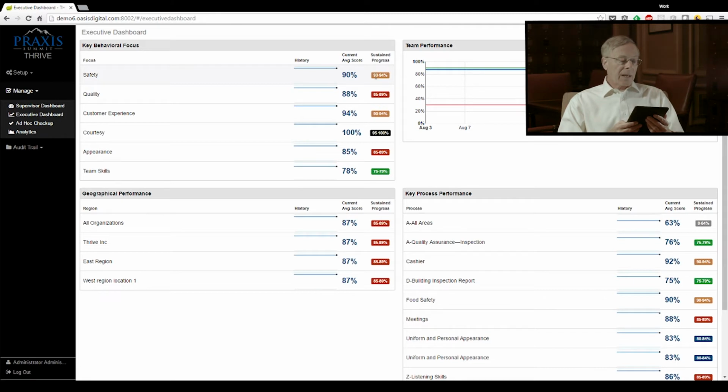And it could be anything from a high level of safety or quality down to how courteous our frontline workers are to customers. Whatever the organization wants to focus on, and even over time they may want to have some new areas of focus and eliminate other areas of focus.